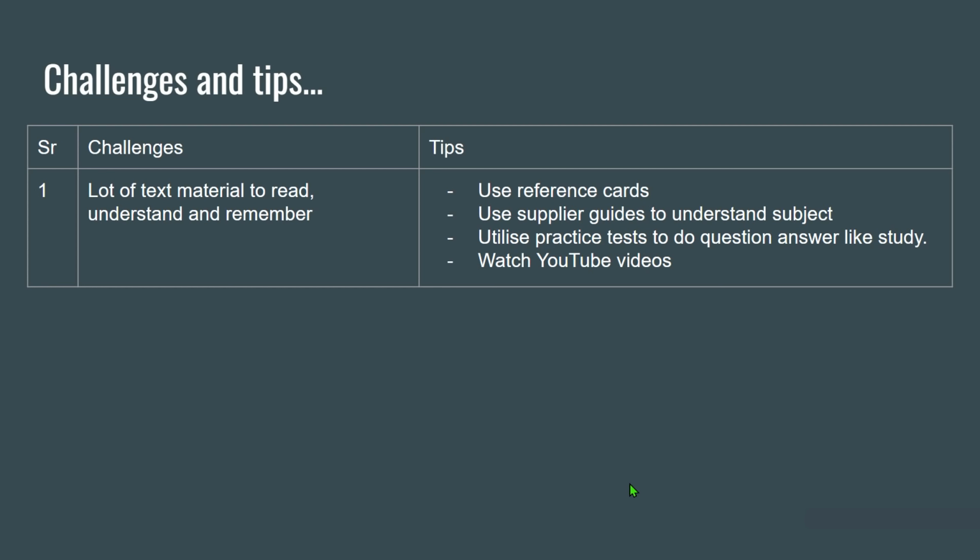Just to touch upon some challenges in the overall certification. First of all, there is a lot of text material to read, understand and remember. As I said, Foundation has its self-study guide, then Certified level 2 has its own. So how to circumvent this? You use reference cards. The supplier guides are also given along with those study packs. So you go through those supplier guides because they give a little more understanding of how things are implemented rather than only theory. So you might gain some interest in how things are done.